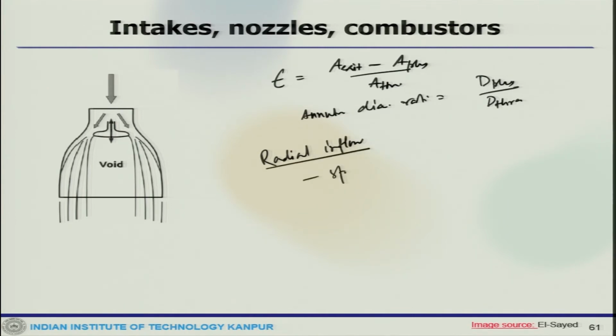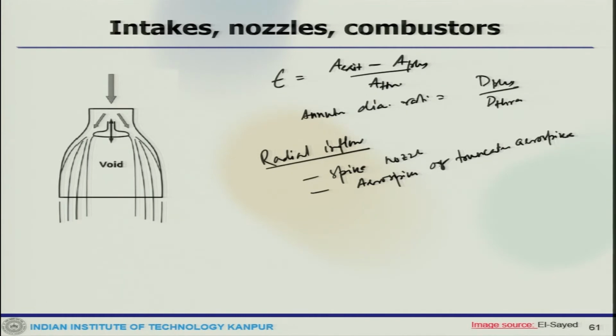then there could be spike nozzles, arrow spike, or truncated arrow spike like this. So, these are the other category of nozzle.